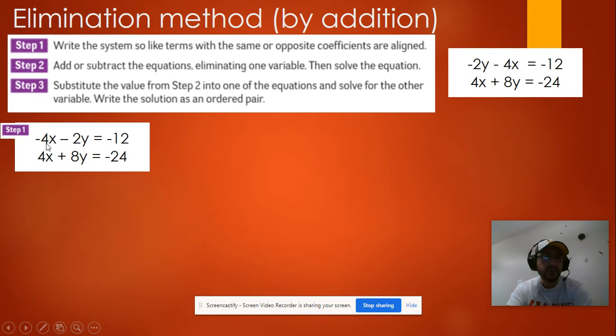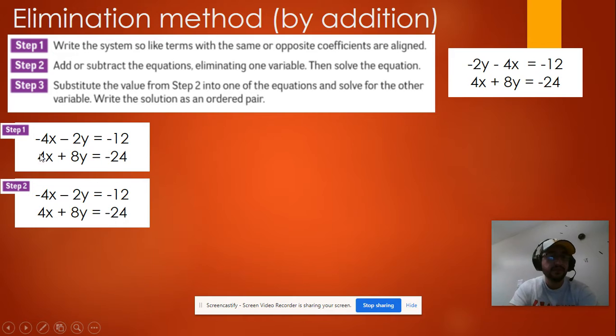So I'm going to rewrite it as negative 4x minus 2y equals negative 12. I'm not changing the equation. I'm just rearranging the terms. Now, I've got them aligned. My goal is to eliminate one of the variables. As we can see, the negative 4x and the 4x are opposite. So if we add them, we're going to cancel or eliminate this variable. So that's my goal. So in this case, I'm going to do addition.